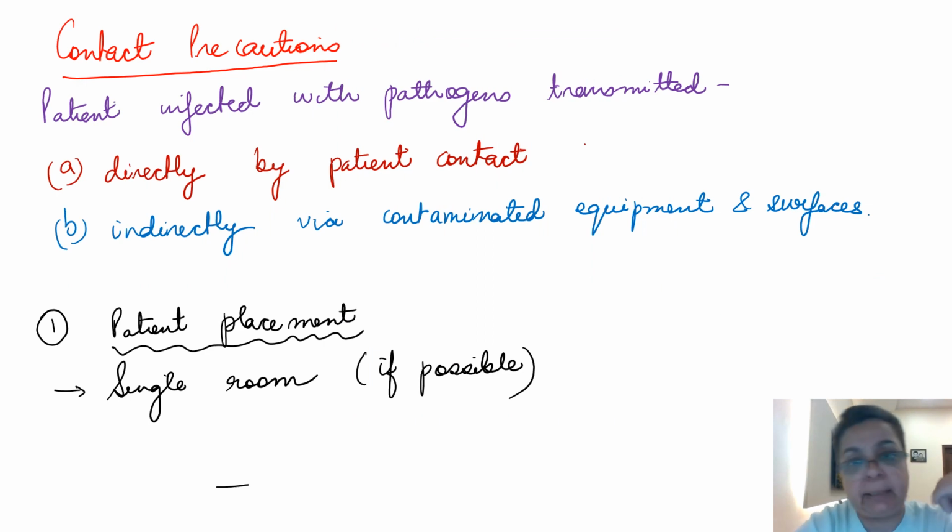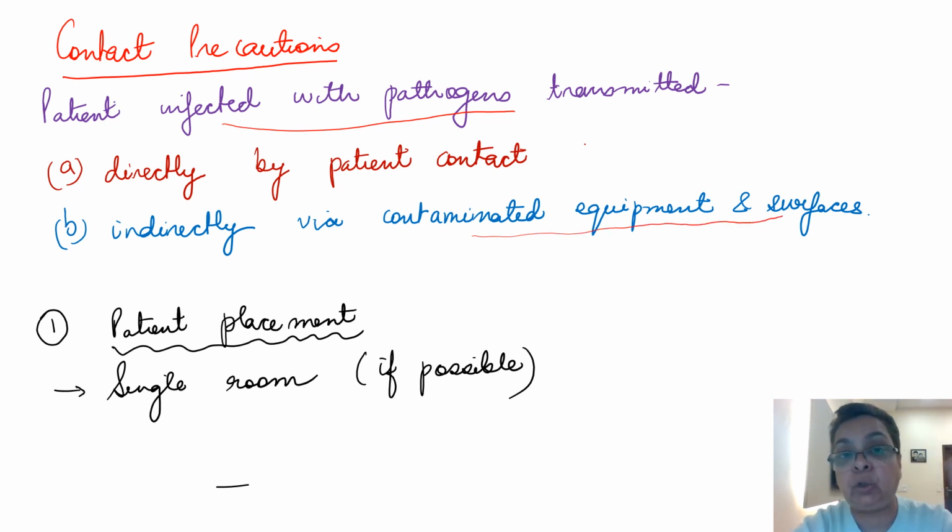First are the contact precautions. These are to be taken for patients who are infected with pathogens that are transmitted directly by patient contact or indirectly via contaminated equipment or surfaces. So direct or indirect contact with the patient or his equipment or surfaces. So what are the important contact precautions?